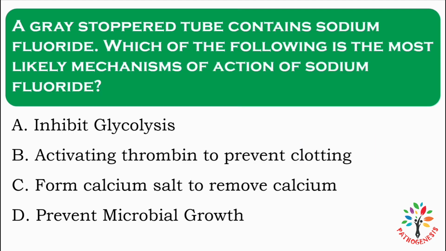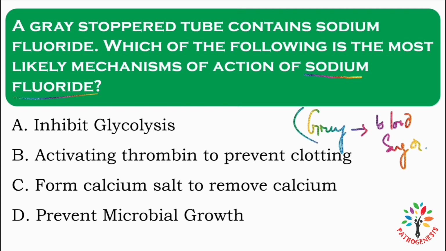Then the last question is, a grey top tube contains sodium fluoride. Which of the following is the most likely mechanism of action of sodium fluoride? Sodium fluoride is used in the grey top tube. Grey top tube is used for blood sugar estimation. And the important thing is, in the grey top tube we use potassium oxalate as an anticoagulant, but we use the additive sodium fluoride.